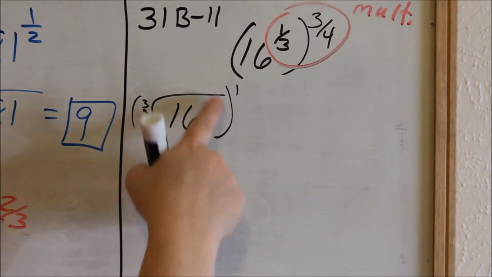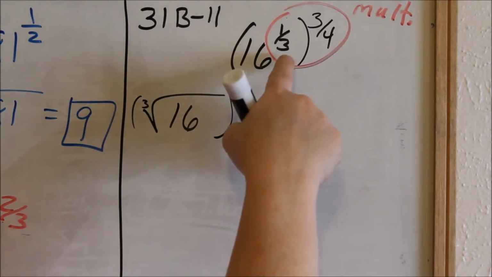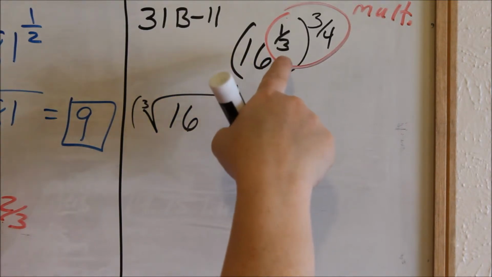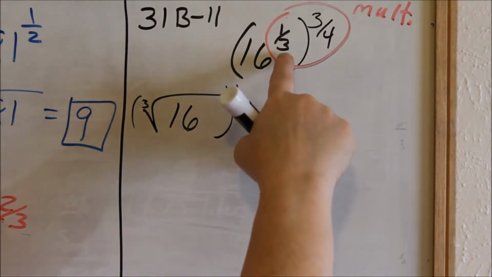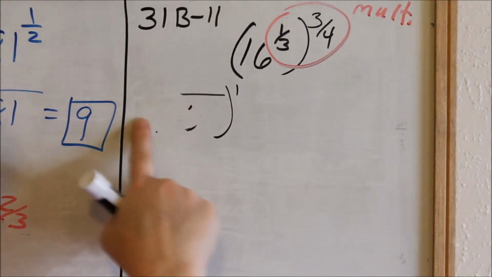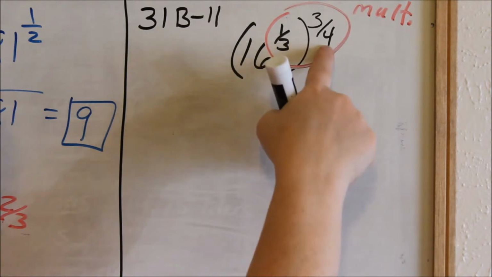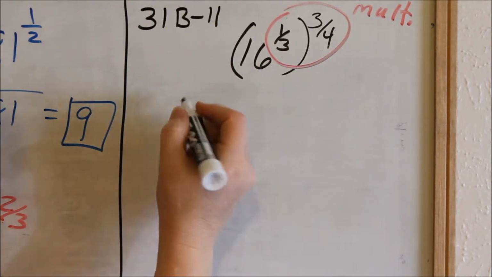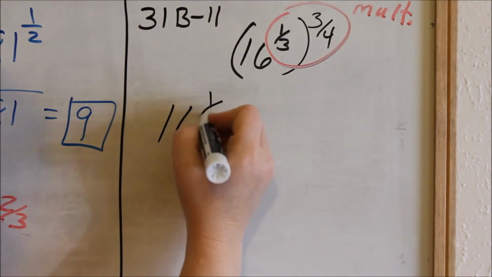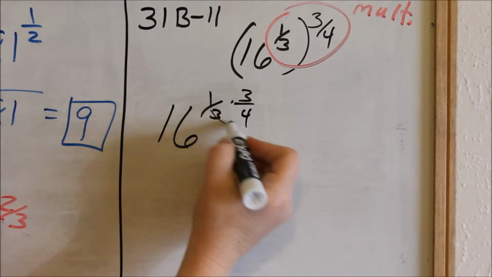So instead of doing it that way, doing my parentheses first, I'm going to look at what else I can do in the laws of math. If I have an exponent raised to an exponent, I can multiply those exponents. So instead of doing the parentheses first, an exponent raised to an exponent, you multiply those. So if I have 16, 1/3 times 3/4, do you see how my 3's cancel?